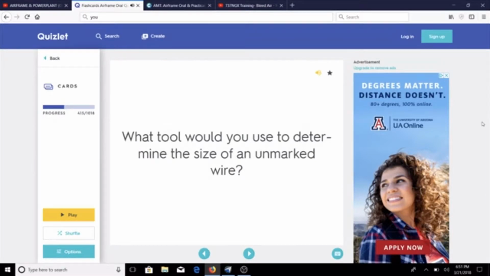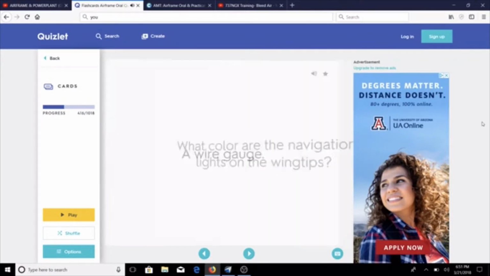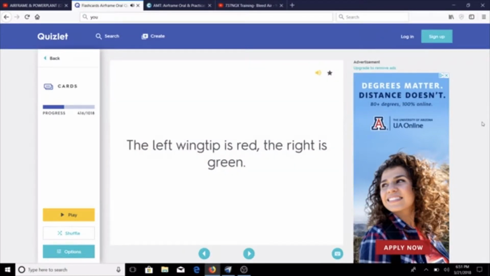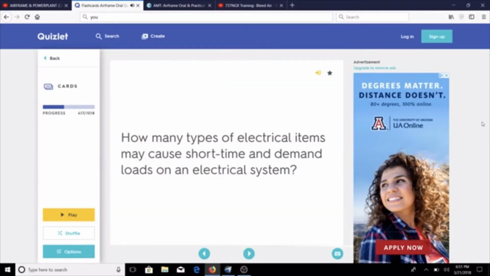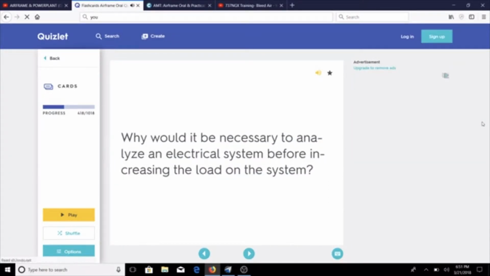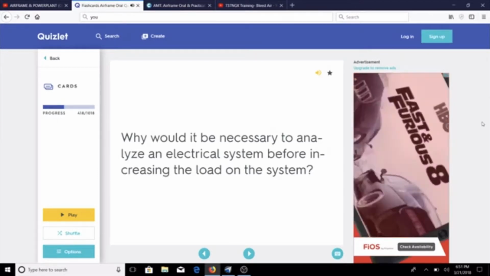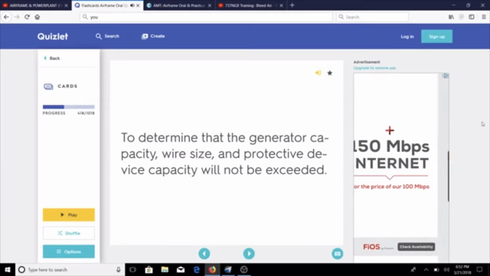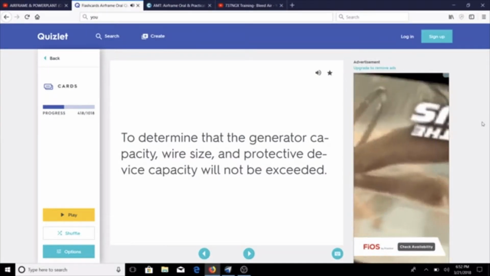What tool would you use to determine the size of an unmarked wire? A wire gauge. What color are the navigation lights on the wingtips? The left wingtip is red, the right is green. How many types of electrical items may cause short time and demand loads on an electrical system? Different types such as landing gear motors, radio transmitters, and flap motors. Why would it be necessary to analyze an electrical system before increasing the load on the system? To determine that the generator capacity, wire size, and protective device capacity will not be exceeded.